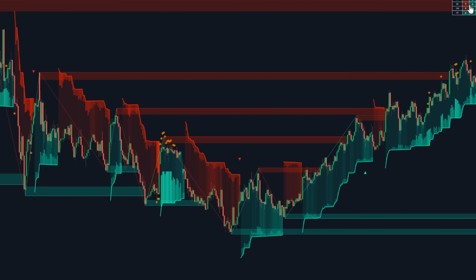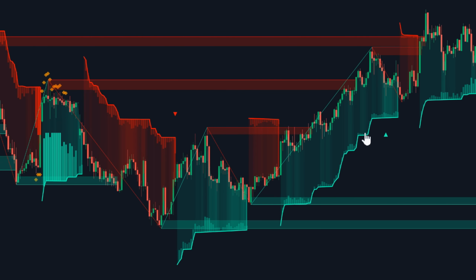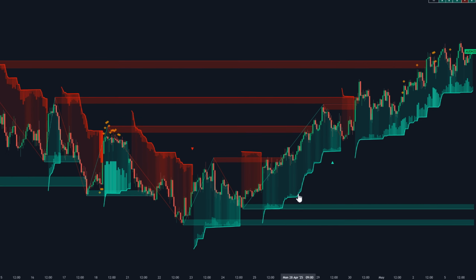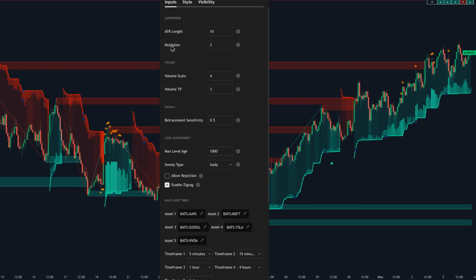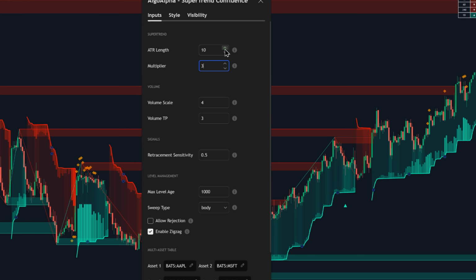And let's break down what you're looking at, starting with the foundation. The core SuperTrend reads trend using ATR, flipping bullish when price holds above its band and bearish when price holds below it. It's simple, it's visual, and it adapts to volatility via two controls: the ATR length and the multiplier. Shorter ATR and smaller multipliers make it more sensitive for fast charts. Longer ATR and bigger multipliers smooth out noise for swing trading.